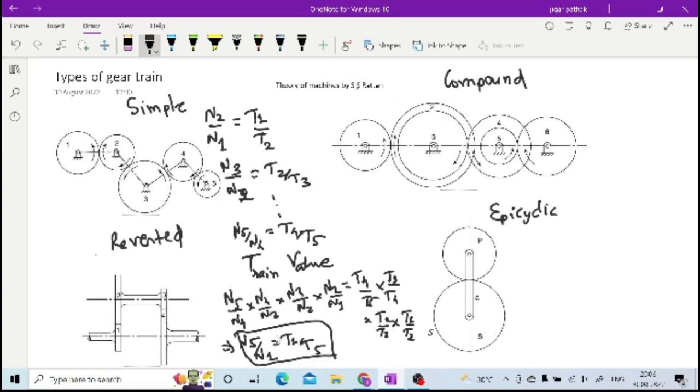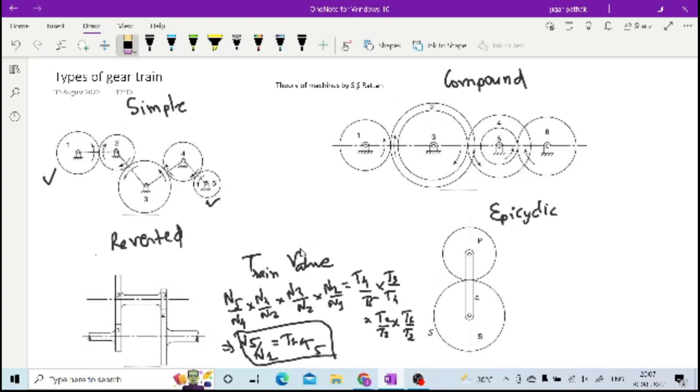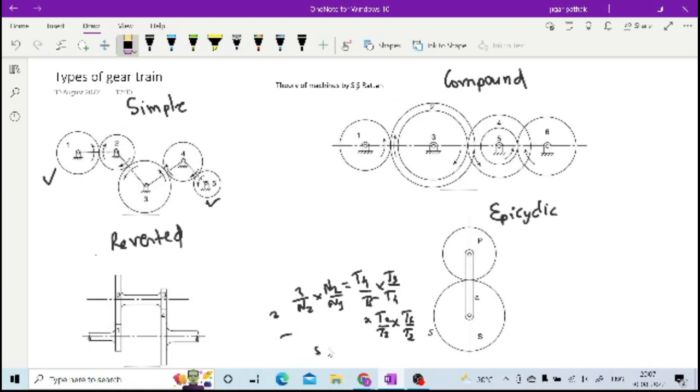If you observe here, only the driving gear and the driven gear at the end, only these two gears are deciding the train value. All the other gears are idler gears in this simple gear train. And in a simple gear train, when you have an odd number of shafts, the direction of driver and driven will be the same, and if you have an even number of shafts, the direction of driver and driven will be opposite to each other, right? So this is how you have the train value for this simple gear train.